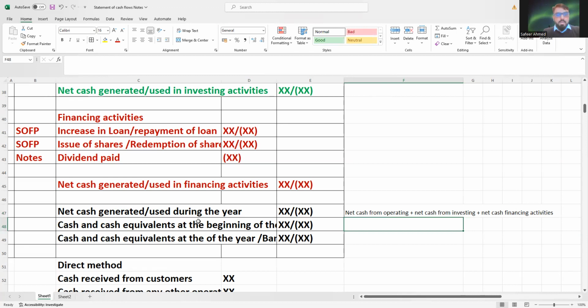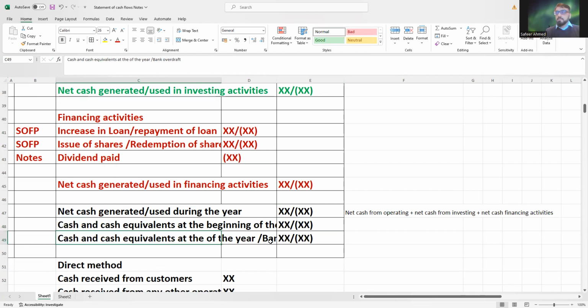So this gives you net cash generated or used during the year. And what you do is add cash and cash equivalent at the beginning of the year. This amount you will find from the statement of financial position of the last year. Whatever amount the company has as cash and cash equivalent under current assets. If it is negative, then you will find it under bank overdraft under current liabilities. So net cash generated or used during the year plus cash and cash equivalent, or minus if it is bank overdraft, will give you cash and cash equivalents at the end of the year.